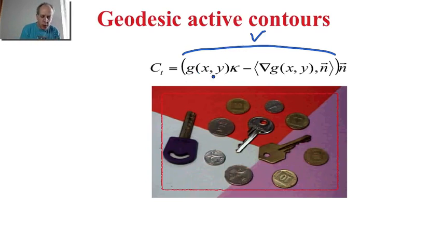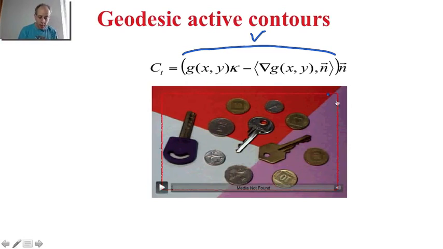Now, why do we need this function? Let's say that this function was not here. Let's leave aside this term for a second. Let's assume that this function was never here. So we have Ct equal kappa, curvature, which collapses to a point. I don't want that. I want this red curve to stop at the boundaries of the shapes. I don't want it to collapse to a point. So how do I do that?